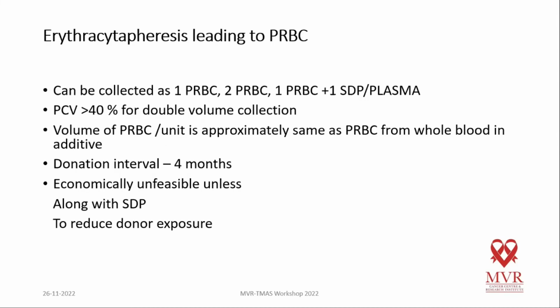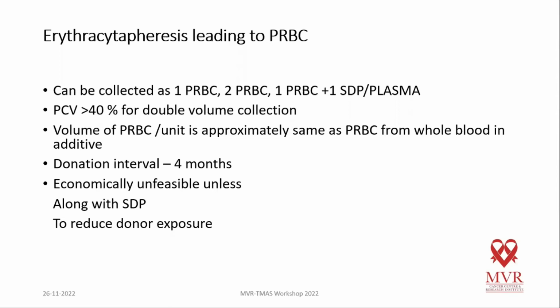Erythrocytapheresis: I applied for this particular component licensing, but they rejected it. They wanted to repeat the inspection with a subject expert. That's what they said. They want to redo it because the person who came couldn't decide on his own. They will come back. So it can be collected as 1 PRBC, 2 PRBC, 1 PRBC plus 1 SDP, or plasma.